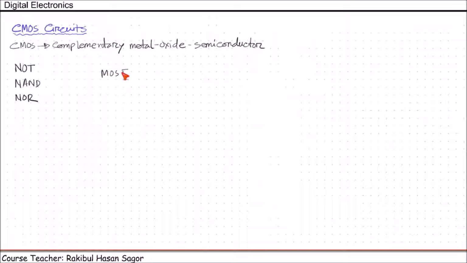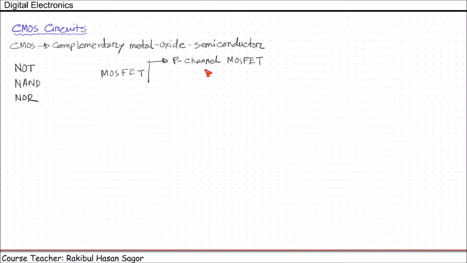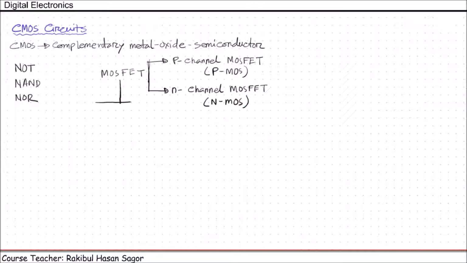Now MOSFETs are of two types. One is P-channel MOSFET. Sometimes it is named as PMOS. And another is N-channel MOSFET. It is also named as NMOS. Now these MOSFETs can have two types of operations. One is switching operation that we are going to use for implementing these gates, and another is amplifier operation.